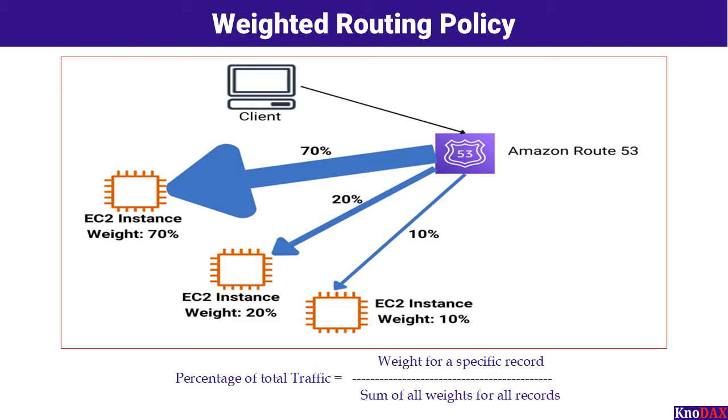Finally, the third instance is given a weight of 10%, receiving the least traffic. When a client makes a request to Route 53 for the domain, Route 53 uses these weights to distribute traffic in the specified proportions. This policy is ideal for scenarios like load balancing, testing new deployments, or gradually rolling out updates, as it allows precise control over traffic distribution.